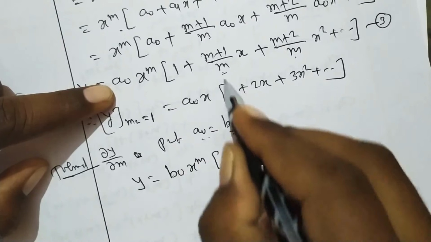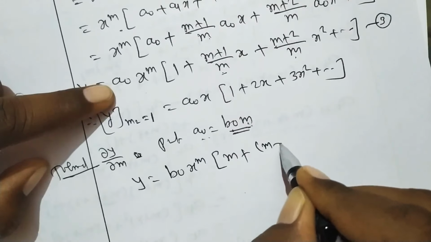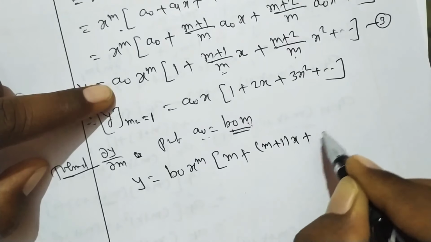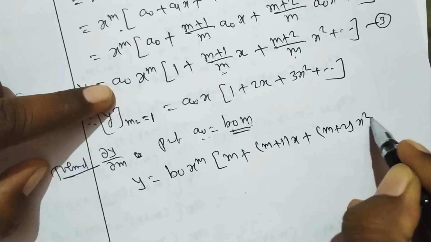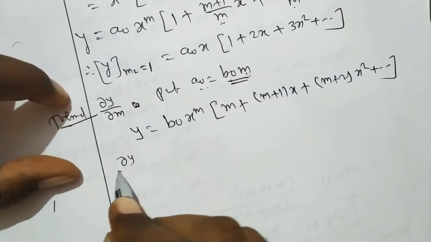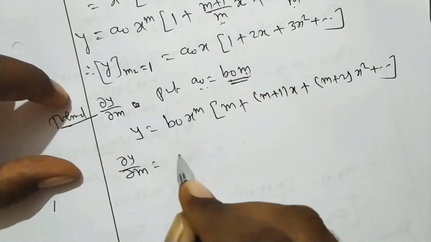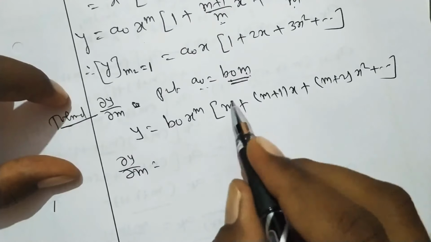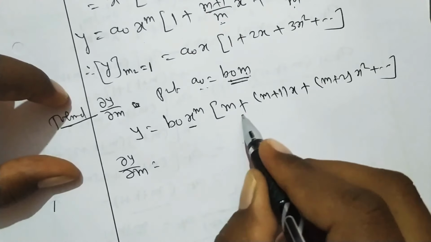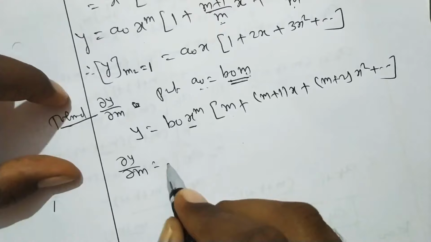m will come, plus, this m gets cancelled, (m plus 1) into x, plus again m gets cancelled, (m plus 2) into x square plus so on. Now we have to take the derivative of this y, that is dy/dm, equal to. For the derivative we have to use the u into v rule, because x raised to m is here and in the bracket also m is present.